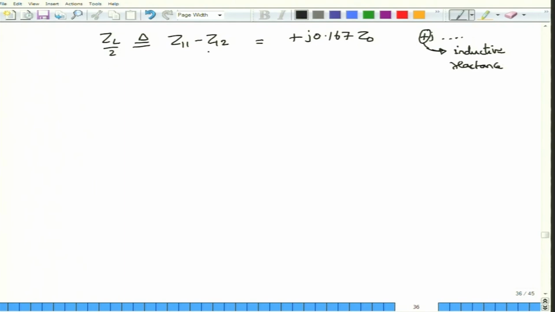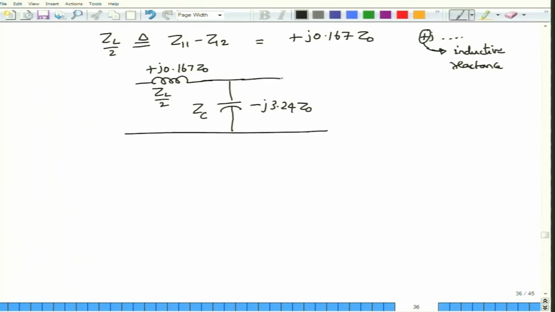So, this now completes our equivalent circuit. The equivalent circuit would be like an inductor with a value of plus J 0.167 Z0 as ZL by 2. So, this is the ZL by 2 that we considered, and the reactance of Z12, which was minus J 3.24 Z0, is equivalent to a capacitive reactance or a capacitive element. So, this was equal to minus J 3.24 into Z0. Then finally, I have one more inductor or inductive type reactance, which is again ZL by 2, J 0.167 Z0. So, this is the equivalent circuit of the transmission line, to which I can now connect the load Z2 here.